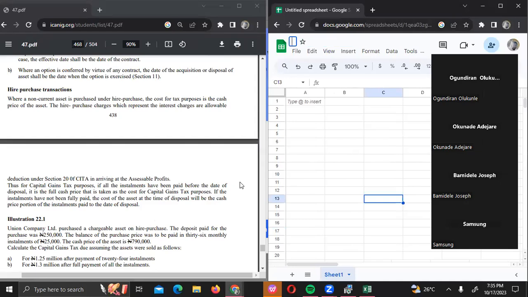So what do we have now? Apex, right? All right, so let's go ahead. We were told that Union Company Limited purchased the chargeable asset on hire purchase. The deposit paid for the purchase is 250,000 naira. The balance of the purchase price was to be paid in 36 equal installments of 25,000. The cash price of the asset is 790. Calculate the capital gain tax due, assuming the asset was sold for 1.25 million after payment of 24 installments and for 1.3 million after full payment of the installments.